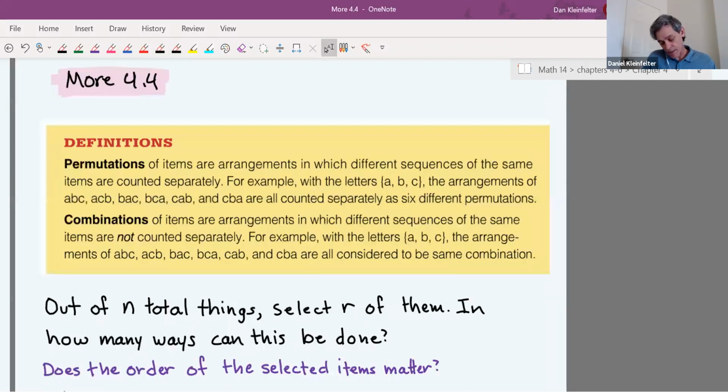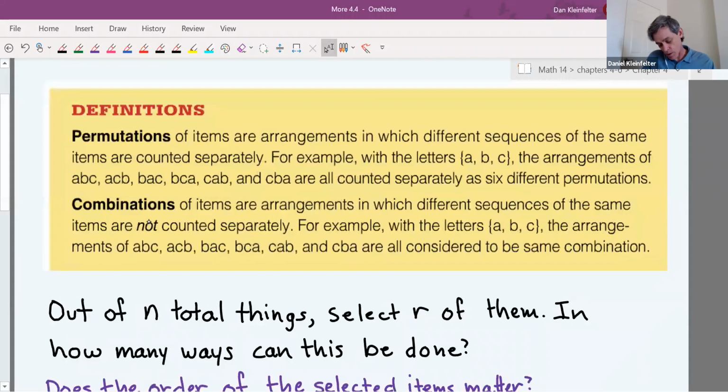So here's the definition or description from the book. These are kind of long, so we'll read through these carefully. There's permutations and combinations. We're going to read permutations first. Permutations of items are arrangements in which different sequences of the same items are counted separately. For example, with the letters A, B, and C, the arrangements A, B, C, A, C, B, and so on are all counted separately as 6 different permutations. In short, the order that those 3 letters are in makes a difference.